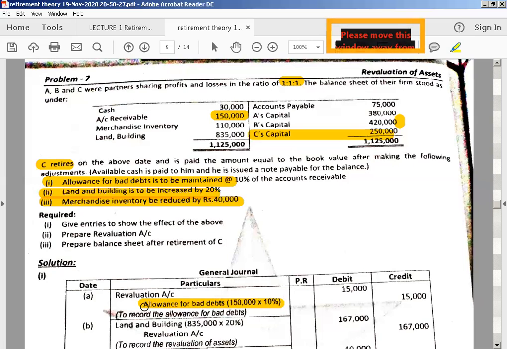Then we have the second transaction, land and building to be increased by 20%. It means your asset will be increasing over here. Land and building is increasing by 20%. When assets increase, they will be debited. We have studied the rule, AELCR: assets and expenses, when increasing, are debited. Liability, capital and revenue, when increasing, are credited. So when assets are increasing, land and building are increasing, they are debited.